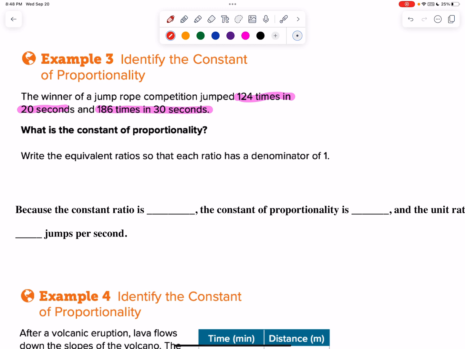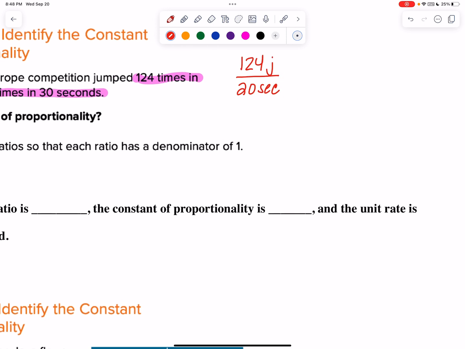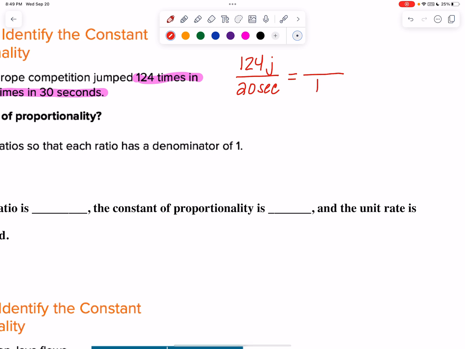Okay, so let's go ahead and on the side, let's set these up. 124 jumps instead of times, because time sounds like seconds. For 20 seconds, okay, let's find the unit rate. So set it equal to 1 second. How do we find unit rate? Numerator divided by the denominator.